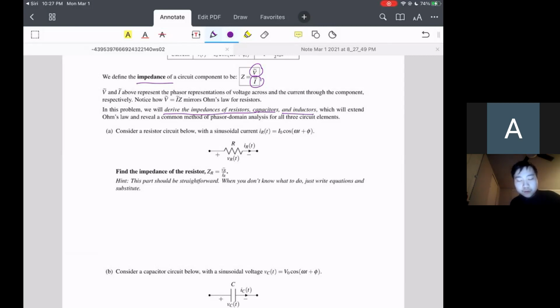Okay. So we want to consider a resistor circuit below with a sinusoidal current. The intuition is that we can simply represent it in the phasor domain. We want to find the impedance of this resistor, ZR. So we know that in the physical domain, without phasors, we have v, the voltage across the resistor, being equal to i times R. I'm using lowercase letters to indicate things in the physical domain, and uppercase letters with tildes on top to indicate things in the phasor domain.